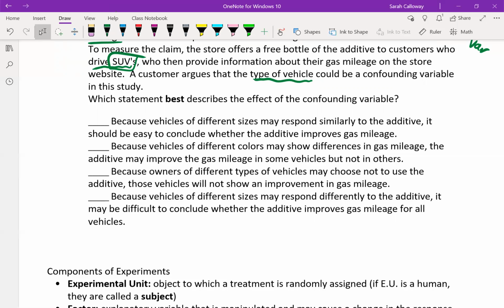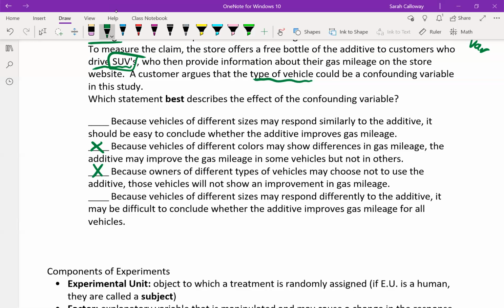So then it says, because vehicles' different colors may show differences in gas mileage, the additive may improve gas mileage in some vehicles, but not others. And realistically, does the color really influence the gas mileage? No, so that's definitely not an answer. Because the owners of different types of vehicles may choose not to use the additive, those vehicles will show an improvement in gas mileage. Ultimately, if the owner doesn't use the additive, do you think that they would go to the store website and fill out the survey? Because I don't. So I don't think that would be what the customer is talking about.